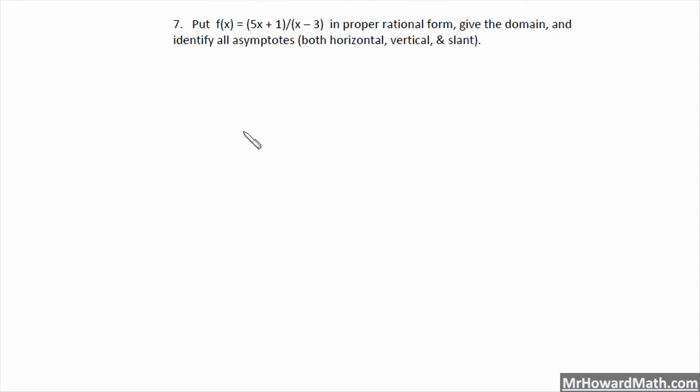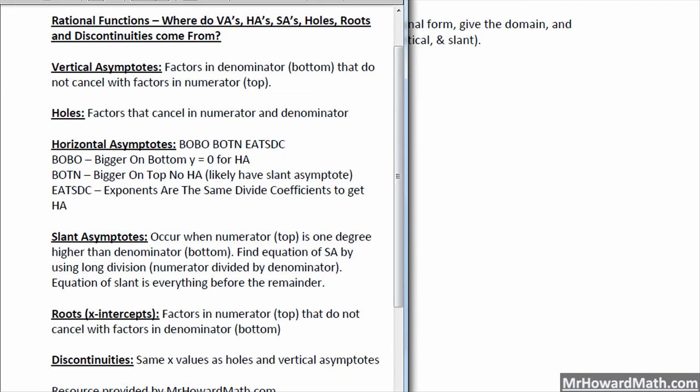Okay, problem 7, they want us to put this in proper rational form, give the domain and identify all asymptotes, horizontal, vertical, and slant. So it starts out this way, 5x plus 1 over x minus 3. I don't care if you put it in proper rational form unless you identify that there's a slant, and then you have to. In this case, it is not in proper rational form because the numerator and denominator degrees match, but I'm not going to make you do that on the test, so we'll start this way. So we start with the horizontal.